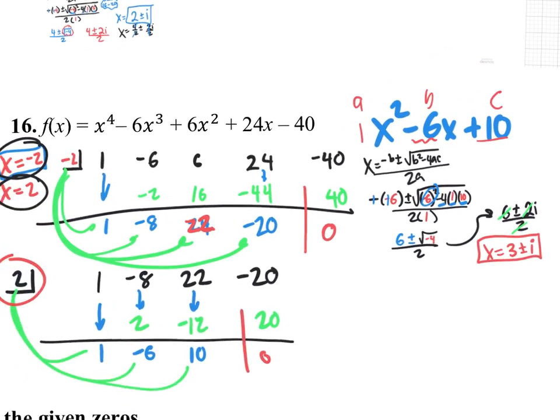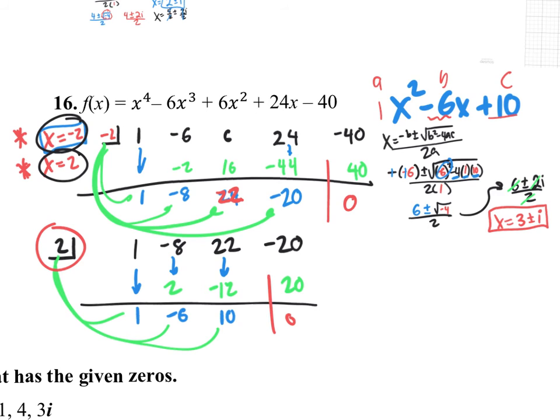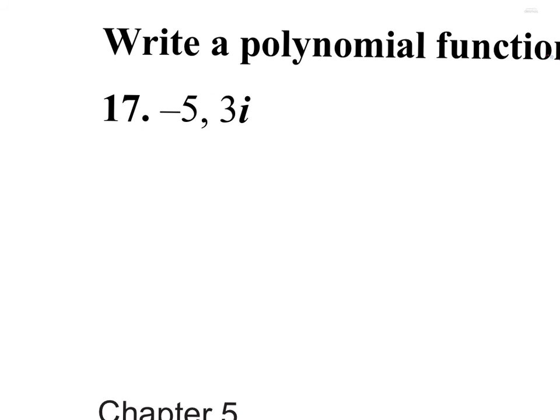This 4th degree function on number 16 actually has 4 answers. That makes total sense: 4th degree, 4 answers. We have one answer -2, another answer +2, and the other 2 answers are imaginary, 3 plus i and also 3 minus i.